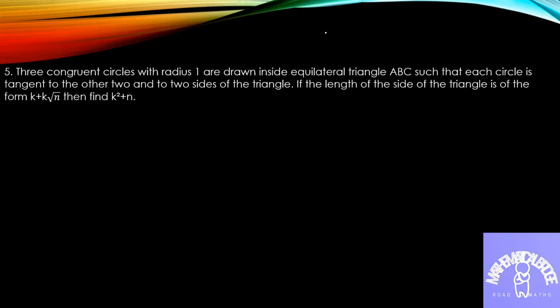Okay, so now this question. This is also a good question. It tells us that 3 congruent circles with radius 1, that means unit circles, are drawn inside equilateral triangle ABC such that each circle is tangent to the other two and the two sides of the triangle. If the length of the side of the triangle is of the form k + k√n, then find the value of k² + n.